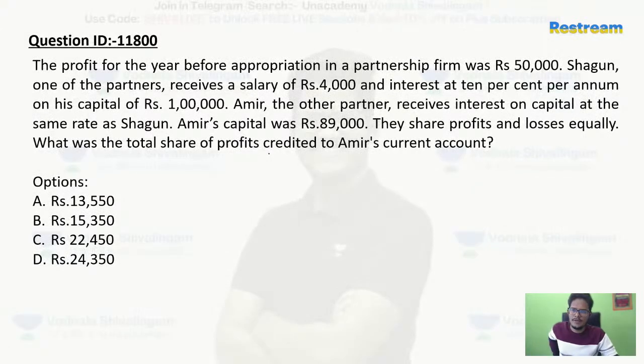Next, the profit for the year before appropriation of the partnership firm was 50,000.